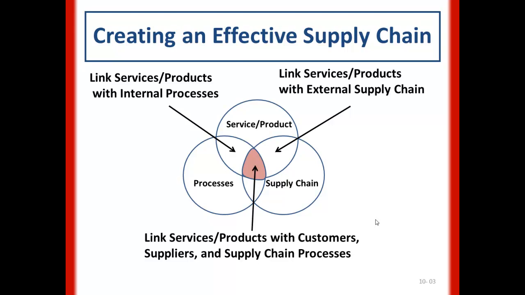The second link relates to the supply chain of suppliers that come together to provide products and services to the organization. The third link relates to service and products with customers, suppliers, and supply chain processes. The firm's processes enable it to develop what customers want, interact with suppliers, deliver services or products, interact with customers, address environmental and ethical issues, and provide information and planning tools needed to execute the operations strategy.